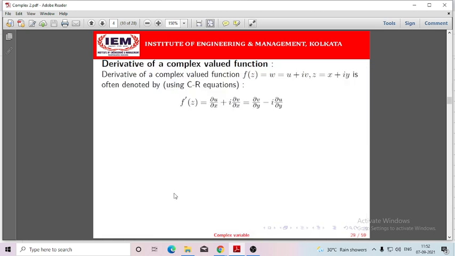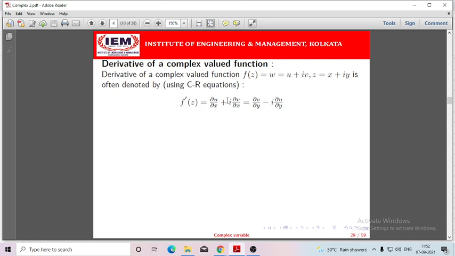Now, the derivative of a complex valued function. In terms of the Cauchy-Riemann equations, we can write the derivative of a complex function this way. f dash z is the partial derivative of u with respect to x plus i times the partial derivative of v with respect to x, because f(z) is u plus iv. u and v are functions of two variables, x and y, so we can differentiate partially with respect to x. So f dash z is either del u del x plus i del v del x.